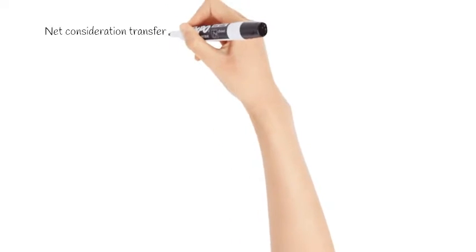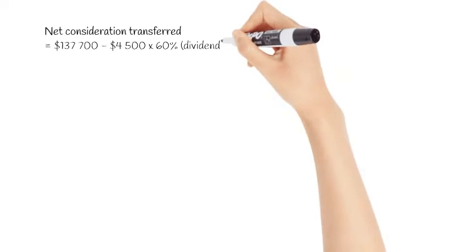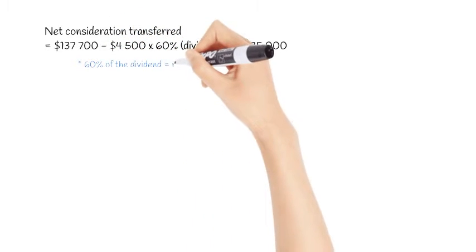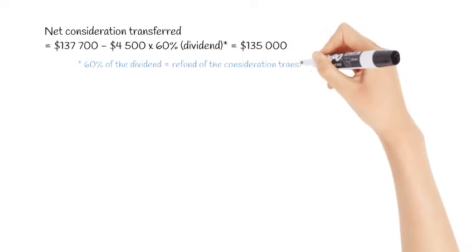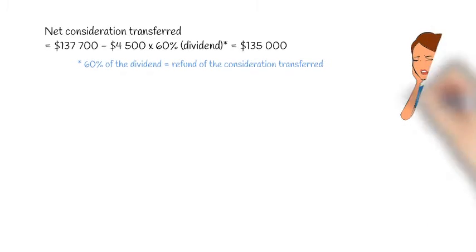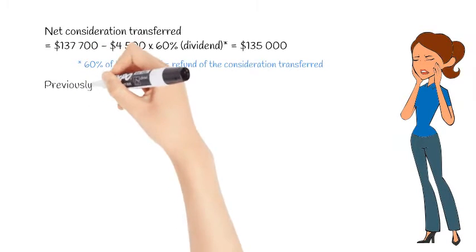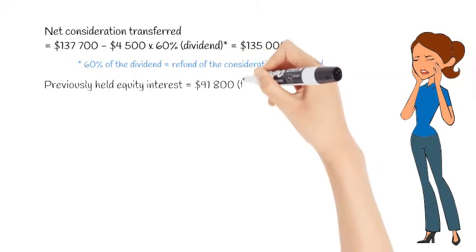Next, we consider the net consideration transfer, basically how much parent pay for the business. We must consider the 60% of dividend. As the dividend was declared prior to acquisition and the acquisition of the remaining interest of 60% is cum dividend, this 60% of dividend is recognized as a refund of consideration transfer. It is assumed that the other 40% of dividend related to the previously held interest was already being recognized by the parent prior to the acquisition as dividend receivable.